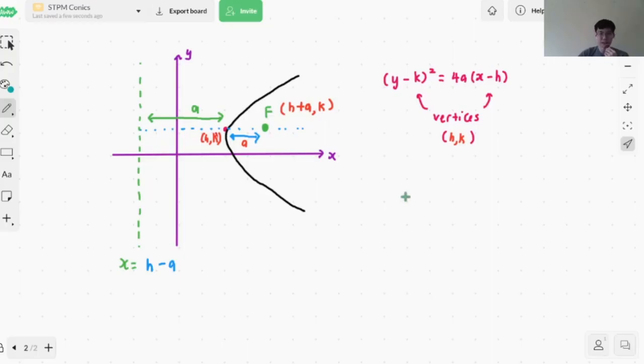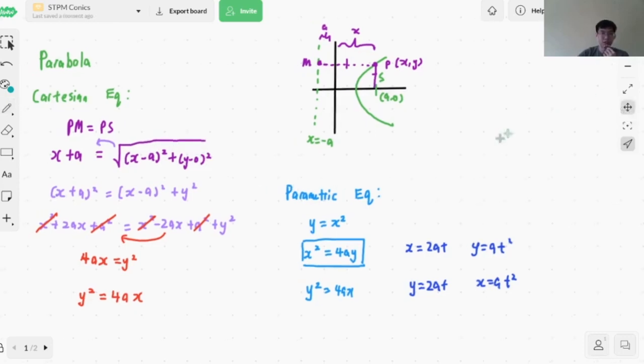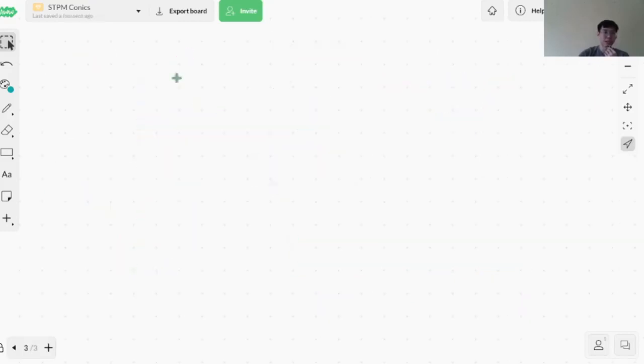Hi everyone, welcome back. We have just been talking about how to sketch the graph and how we determine the graph. You don't have to remember what the vertices are or anything, as long as you know how to determine it from the Cartesian equation. We also talked about the parametric equation here. Okay, so this is the parametric equation. I am going to copy the first part of the parametric equation here, in order to talk about something deeper, called the equation of the chord.